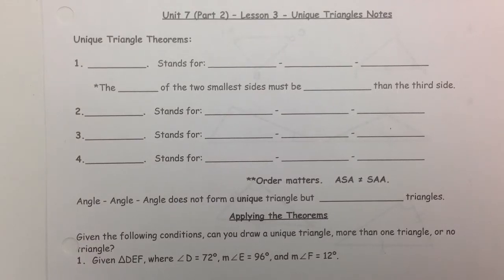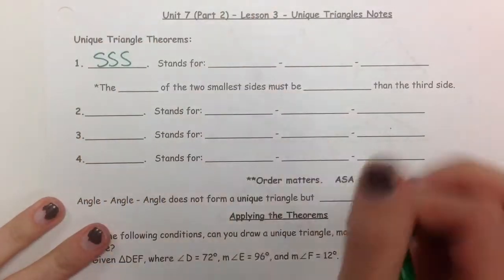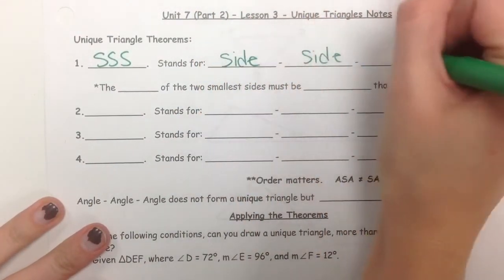Let's do a quick review of these unique triangles. So we said there's 4 unique triangle theorems. So the first one was SSS for side, side, side.